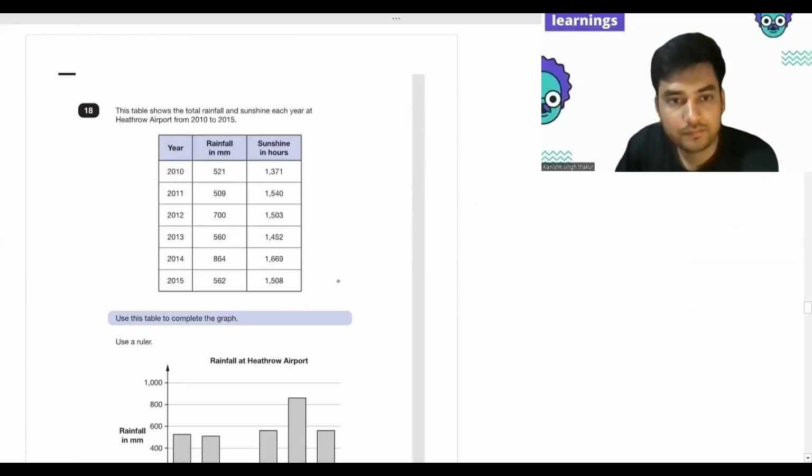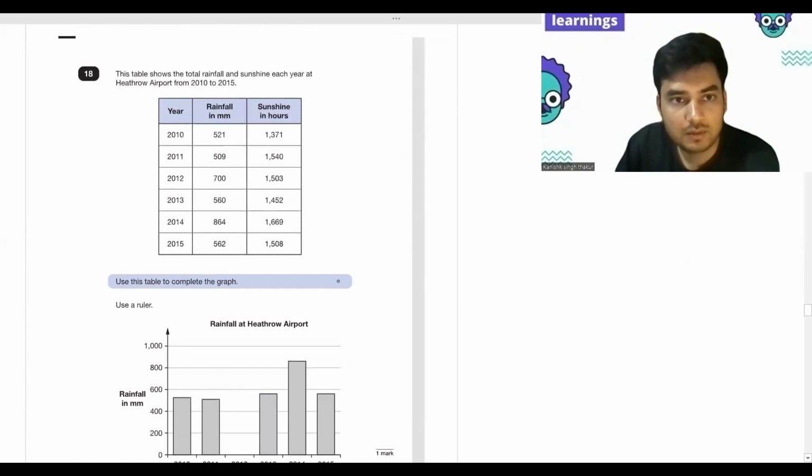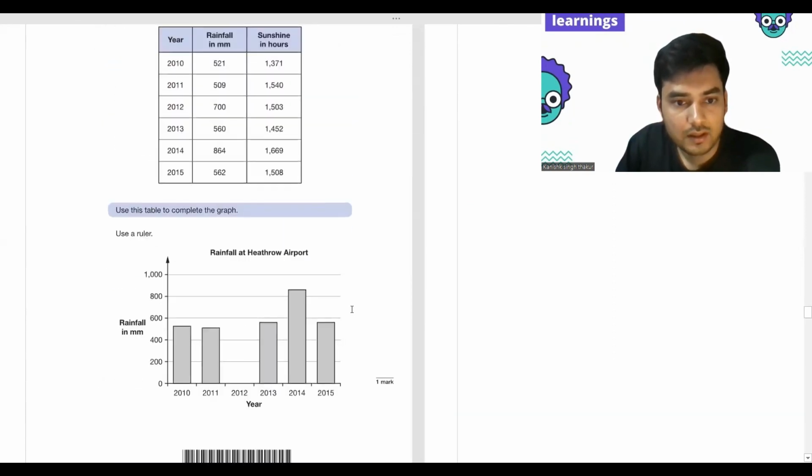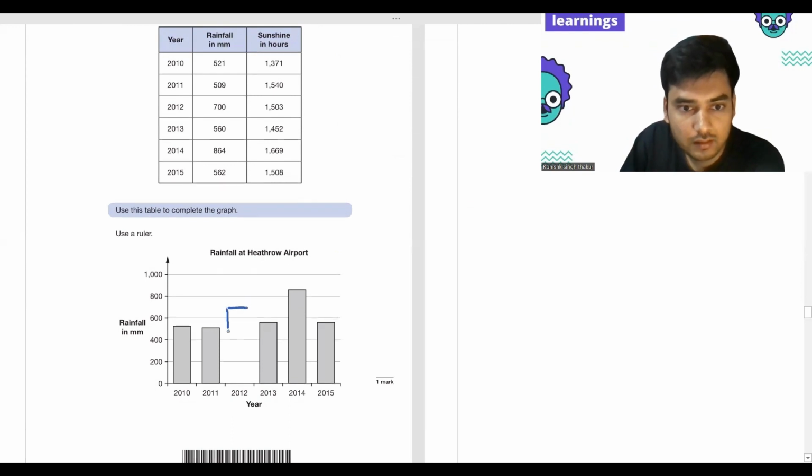That's it. Okay. A table shows total rainfall and sunshine each year at Heathrow Airport from 2010 to 2015. Okay. So use the table to complete the graph. Okay. So 2012, how much is it? 700 millimeters rainfall. Yeah. So 700 will lie here, isn't it? Between 600 and 800.